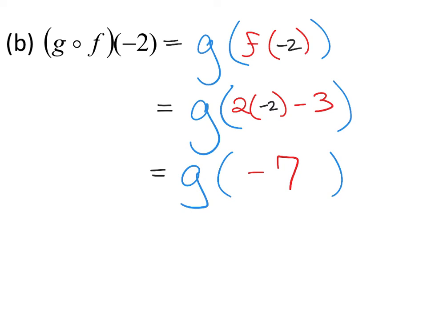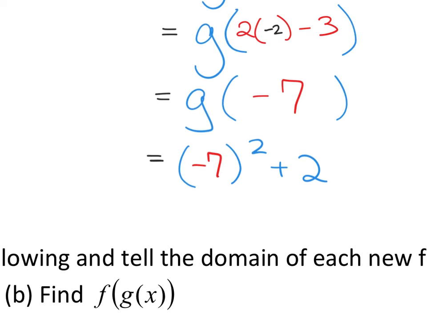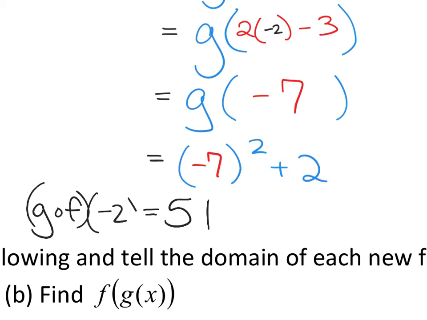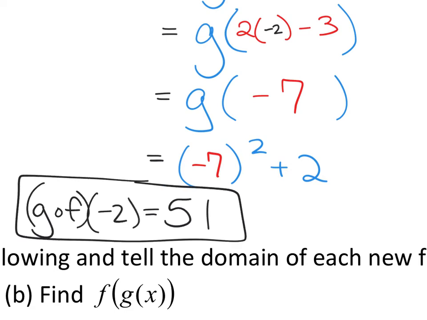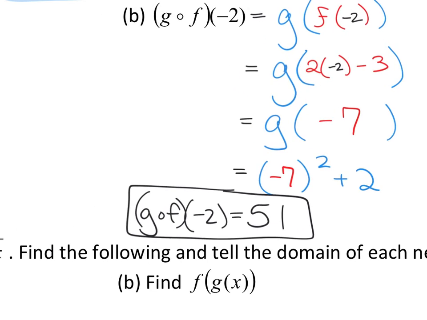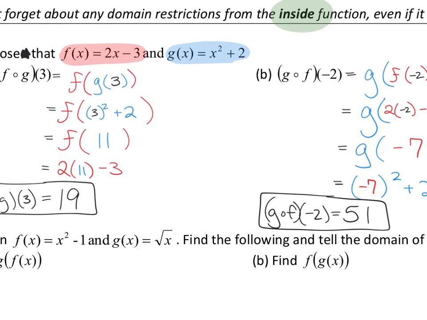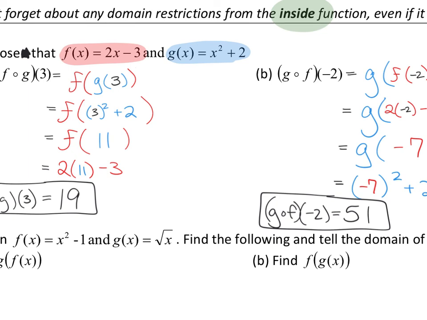Now I have a number I can plug into g. And so I take the g of x function, which is x squared plus 2, but that x this time is negative 7. Negative 7 squared is 49. 49 plus 2, 51. That's g of f of negative 2. Questions about this before we do this with total equations instead of numbers? See how it's just function notation multiple times?